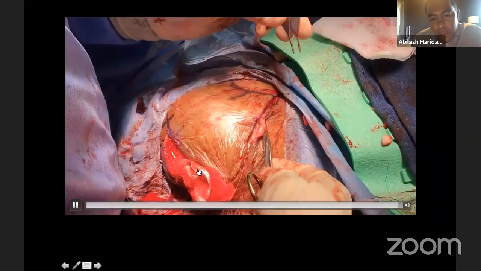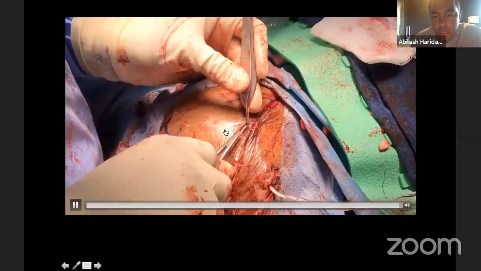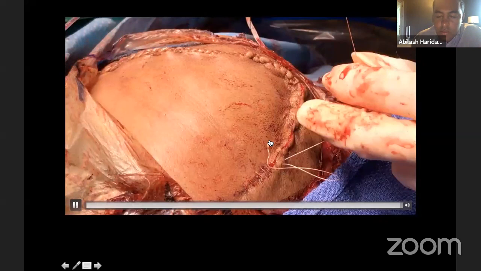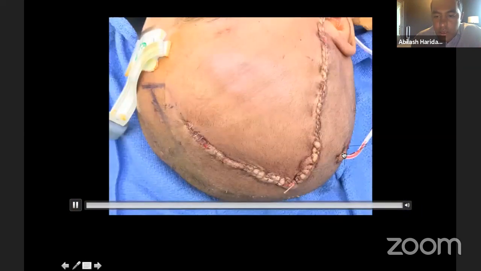And because this is a young child, I use sutures to close. And of course, standard skin closure. And I leave a drain almost always to very low suction.